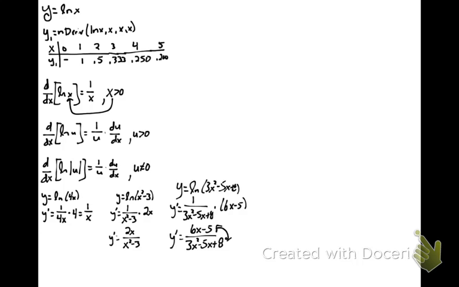The final example of this type: if y equals the natural log of the square root of x, well, y prime, again by following the chain rule, is 1 over the square root of x times 1/2 x to the negative 1/2. And cleaning all of this up, y prime would be 1 over 2x.